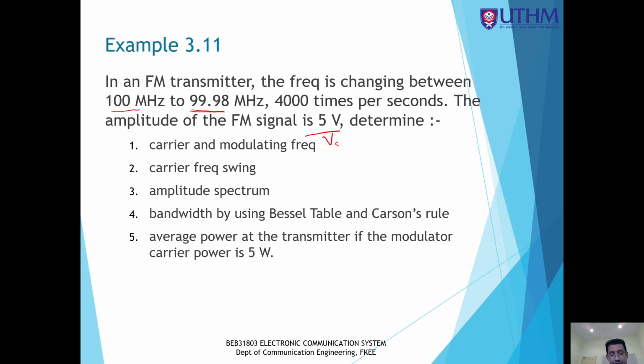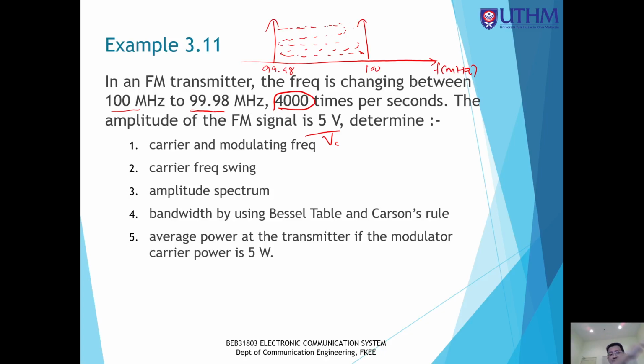So that means if you draw the spectrum, it fluctuates between two extreme points, which are 99.98 and 100, in terms of megahertz. You see that the fluctuations happen about 4,000 times in 1 second.